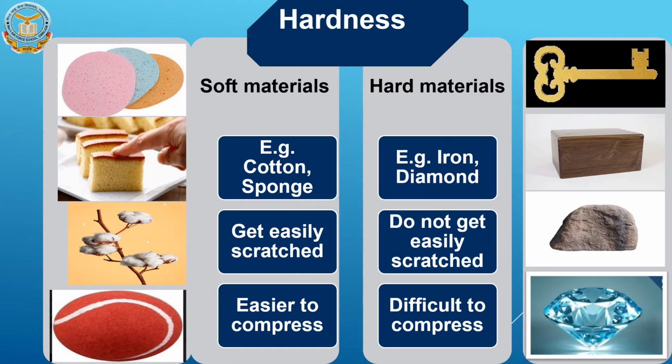When we press different materials with our hands, some of them may be hard to compress, while others can be easily compressed. Similarly, we can easily scratch some materials with a metal key or a needle, while some cannot be scratched so easily. Materials which can be compressed or scratched easily are called soft, while some other materials which are difficult to compress are called hard. For example, cotton or sponge are soft, while iron and diamond are hard.